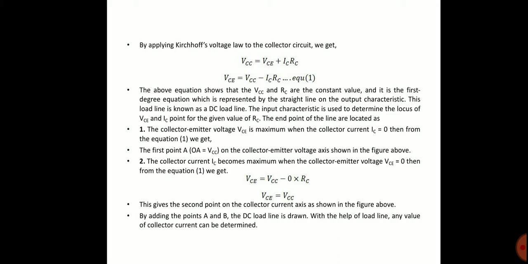The end points of this line are located as follows. The collector-emitter voltage VCE is maximum when the collector current IC is equal to 0. Then from equation 1, the first point A, that is OA, is equal to VCC, on the collector-emitter voltage axis as shown in the figure. And then for the second point, the collector current IC becomes maximum.